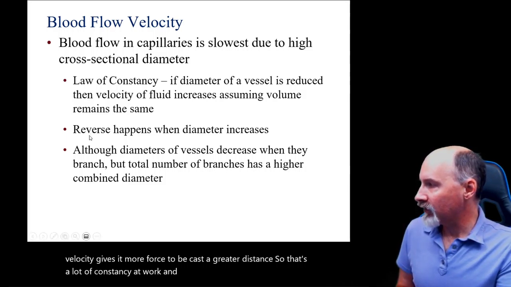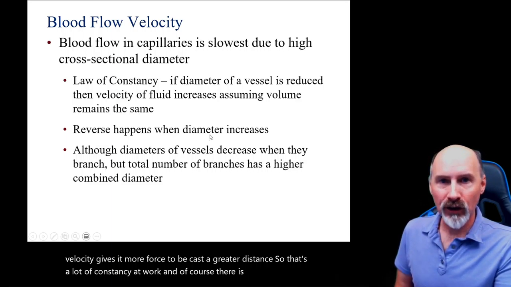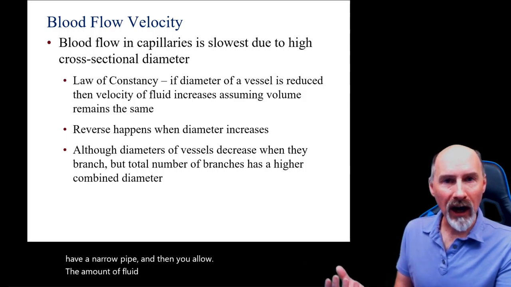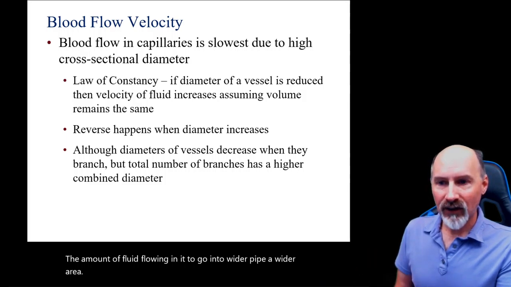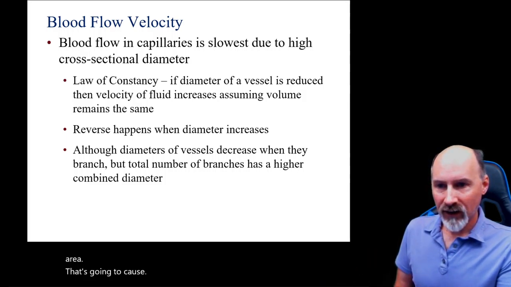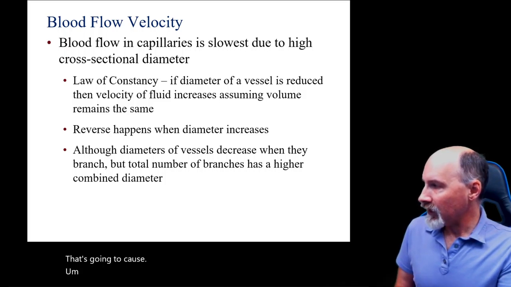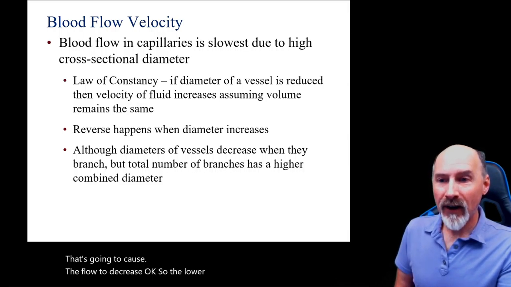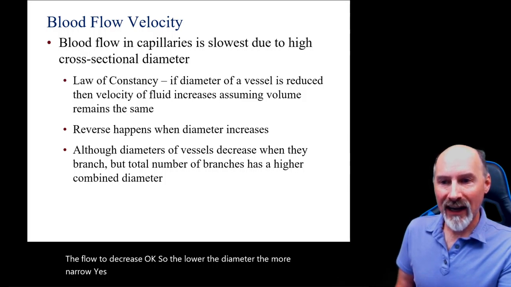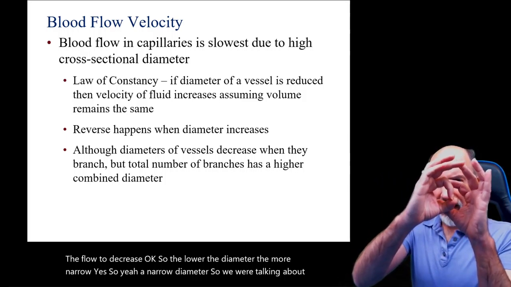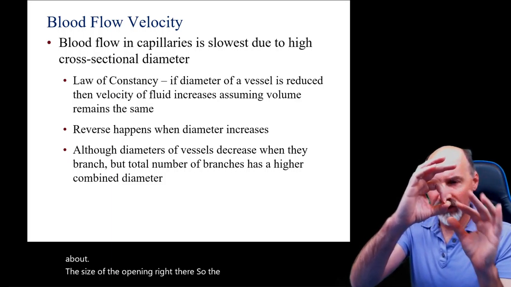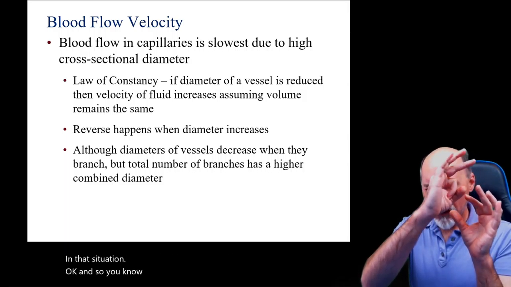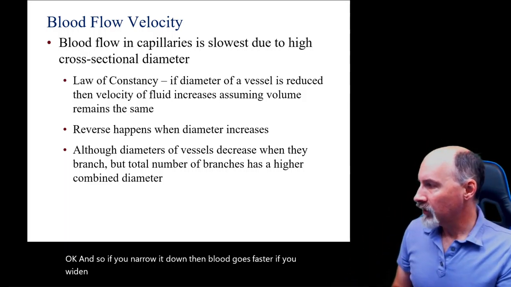And of course, there is a converse to this: the reverse happens if you increase the diameter. So if you have a narrow pipe and then you allow the fluid flowing in it to go into a wider pipe, a wider area, that's going to cause the flow to decrease. So the smaller the diameter, the more narrow the opening, the faster it flows. The diameter would be the distance across the opening. So if you narrow it down, then blood goes faster. If you widen it out, it goes slower.